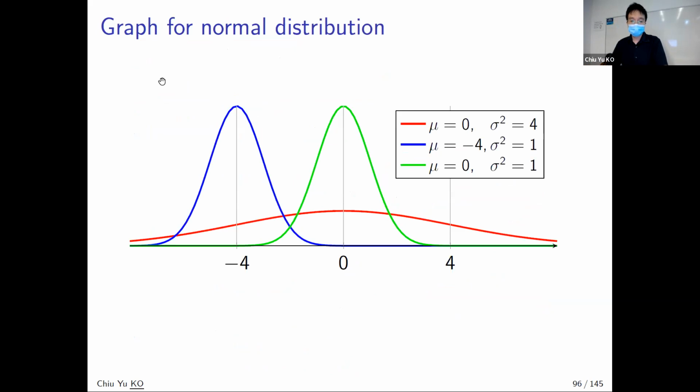So let's see what the graph looks like when you have different mu and different sigma square. I think it's important because we keep using this all the time, so it's good to know what the bell means. First, you probably want to compare the red and the green one. They share the same mu. The only difference is the red one has higher variance, higher sigma, than the green one.